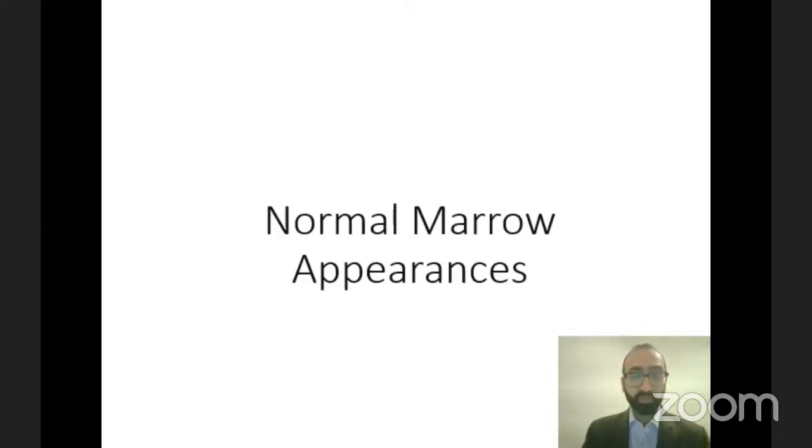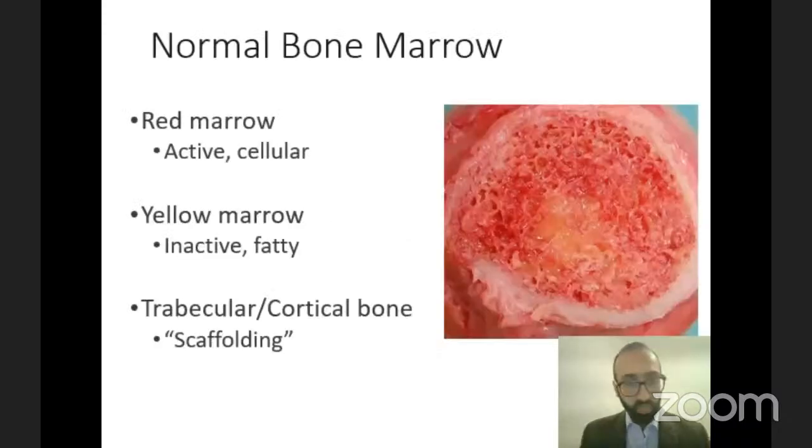So we're just going to talk about what the normal appearances of marrow are on those various sequences that we've discussed. So normal bone marrow is comprised of red marrow, yellow marrow, and trabecular or cortical bone. And the trabecular and cortical bone acts as the scaffolding for the marrow, although obviously they have another function as well. For our purposes today, the red marrow is comprised of more cellular material, and it's more active metabolically. The yellow marrow is relatively inactive and comprises more fat, and that's why we call it yellow marrow.